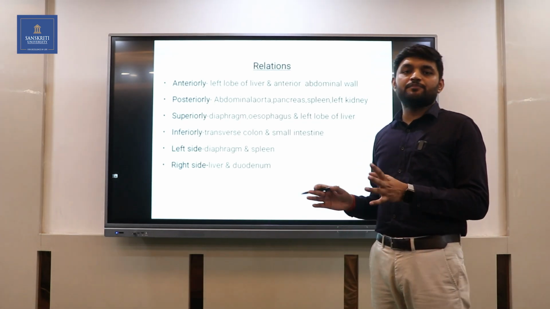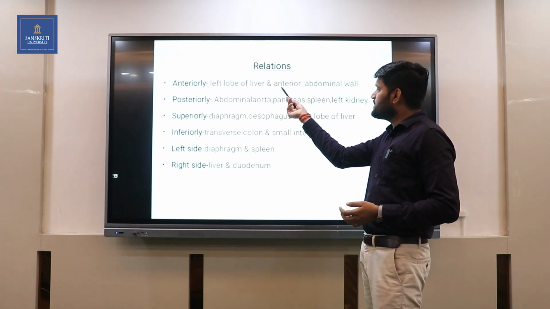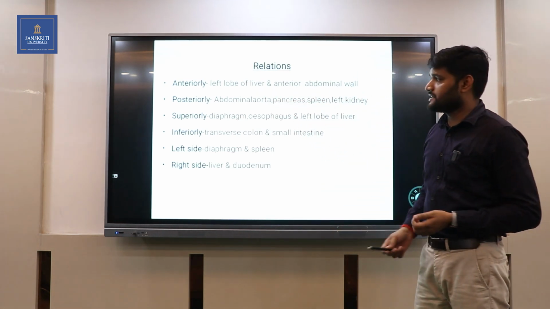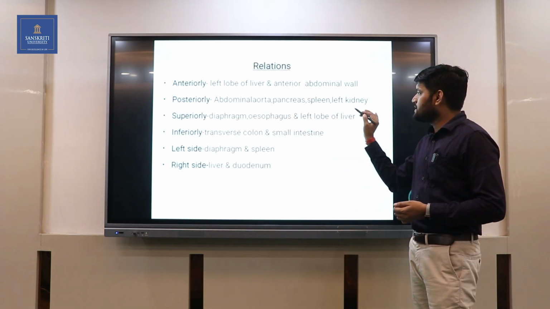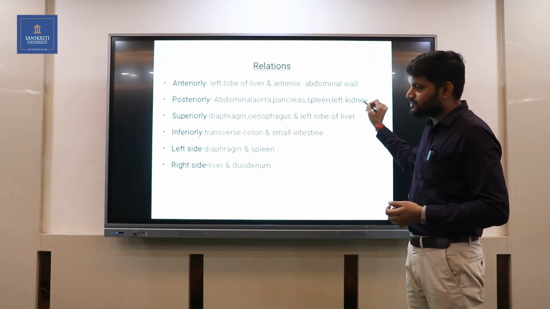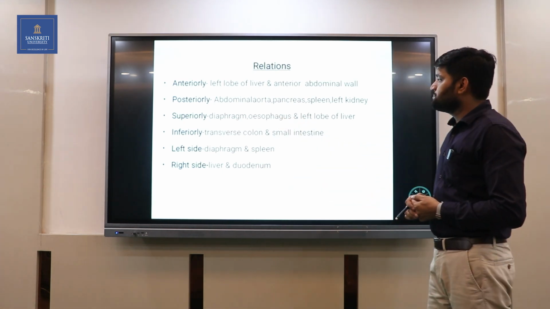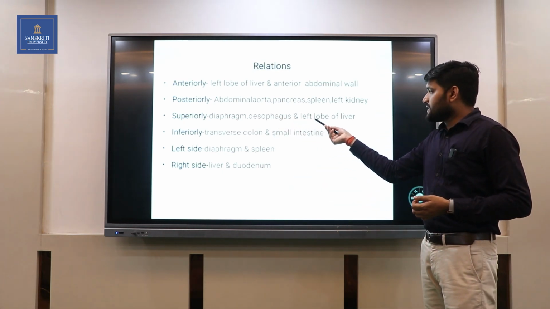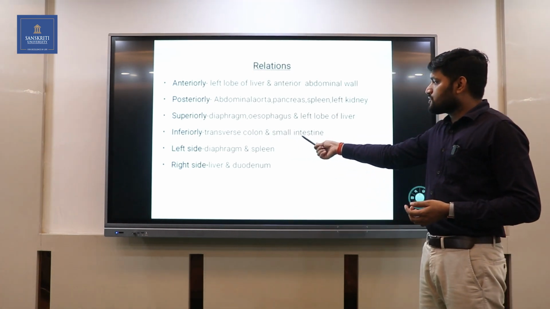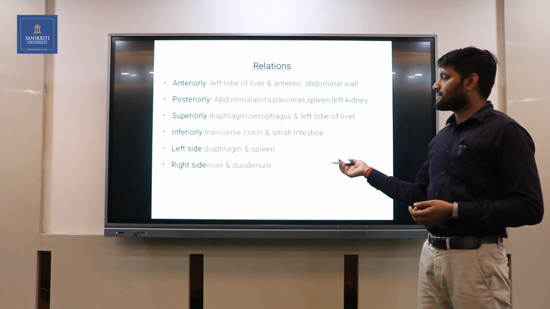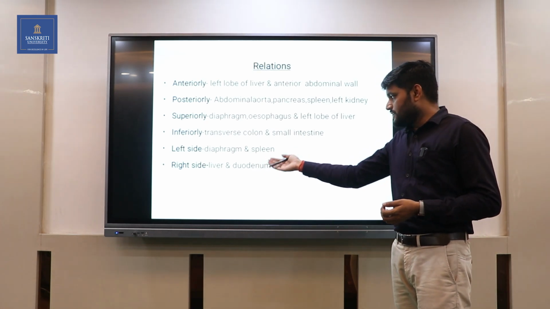Relations. What is the relation of the stomach? Anteriorly, you can see the left lobe of the liver and the anterior abdominal wall are present. Posteriorly, the abdominal aorta is present, and the pancreas, spleen and left kidney are the organs present on the posterior side of the stomach. Superiorly, the diaphragm, esophagus and left lobe of the liver. Inferiorly, the transverse colon and small intestine. On the left side, the diaphragm and spleen are present. Right and last relation of the stomach, the liver and duodenum.